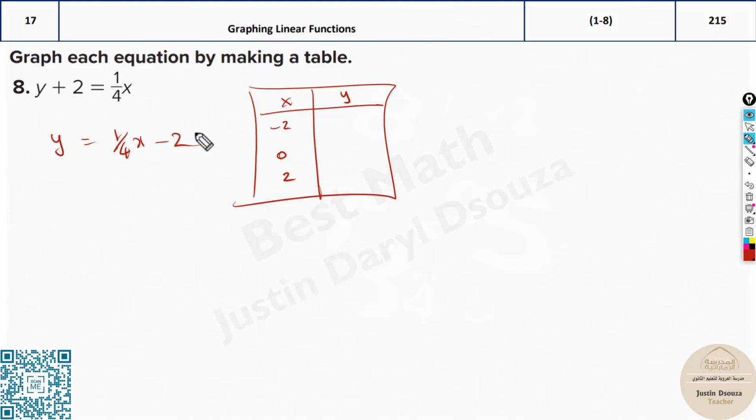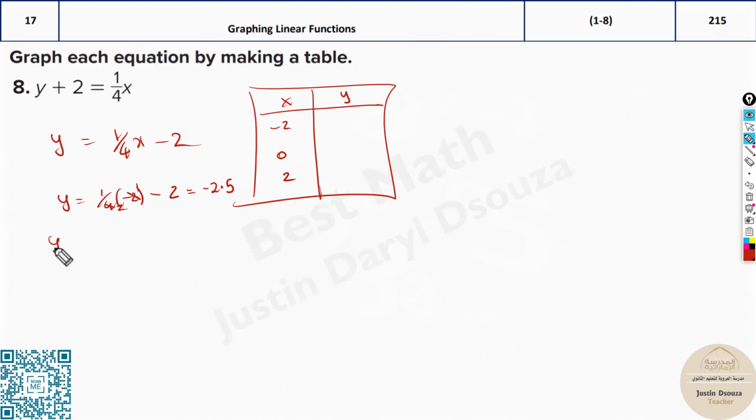What you have to do is, in order to solve this, y is 1/4 times x minus 2. X is minus 2 in the first case. What will be the y value? 2 1 time, 2 2 times. It'll be minus half minus 1 minus 2. That's minus 2.5. That's the answer if you put this in the calculator.